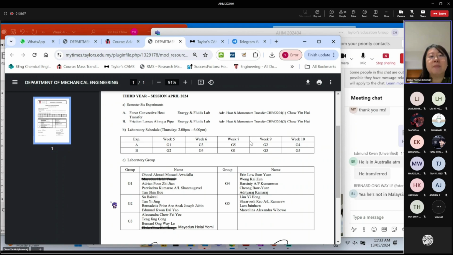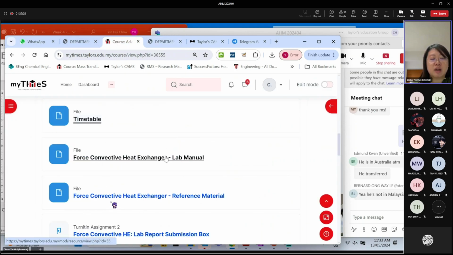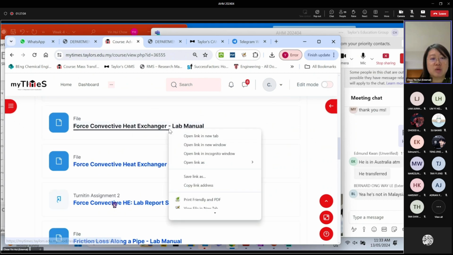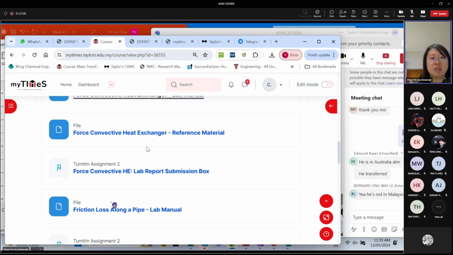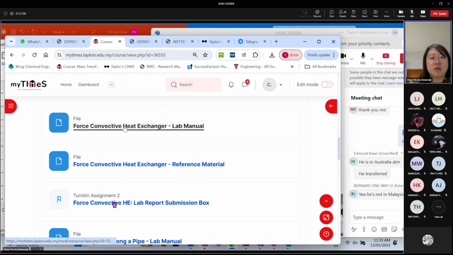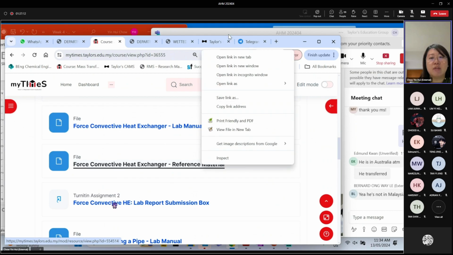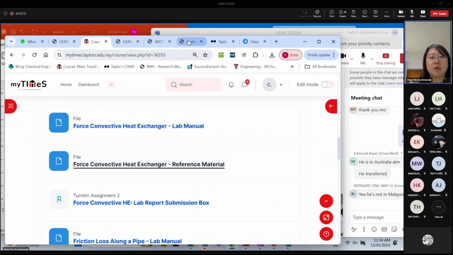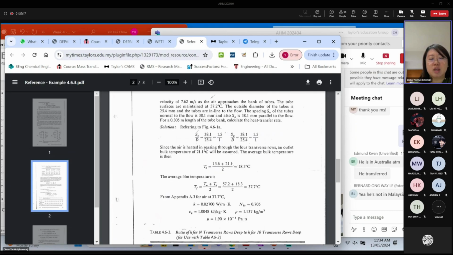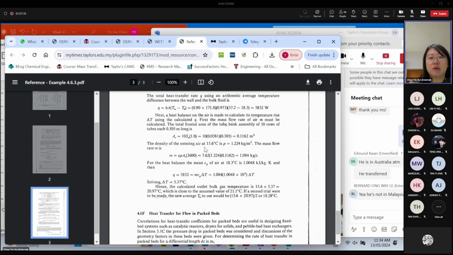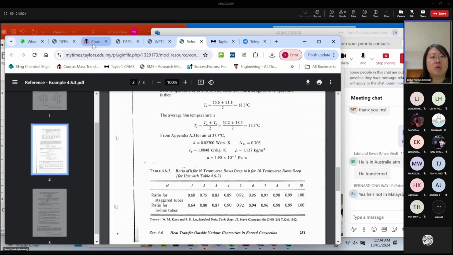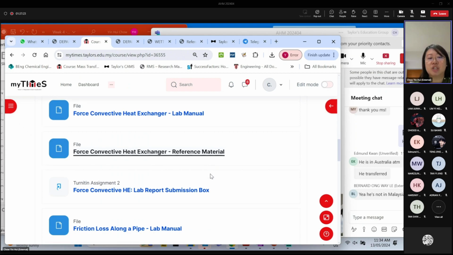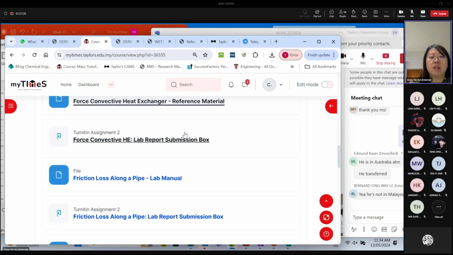Now, before that, from today onwards, you can start to check your lab manual. What is it about? For this post-convective heat exchanger, I've uploaded this reference here, which you can have a look at. It's a sample question. It's related to what you are going to do with the post-convective heat exchanger and how we are going to analyze the rate of heat transfer and the temperature change. For any submission of the lab report, please submit according to the submission box.